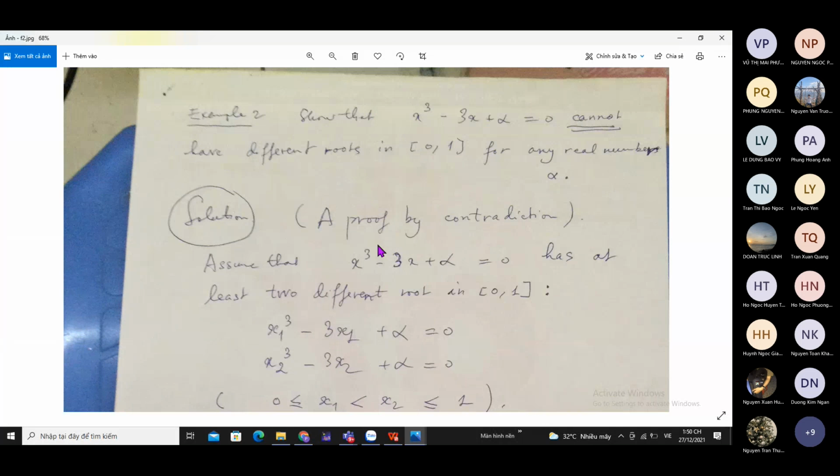Can you see my slide? Yes. Can you see the slide, guys?